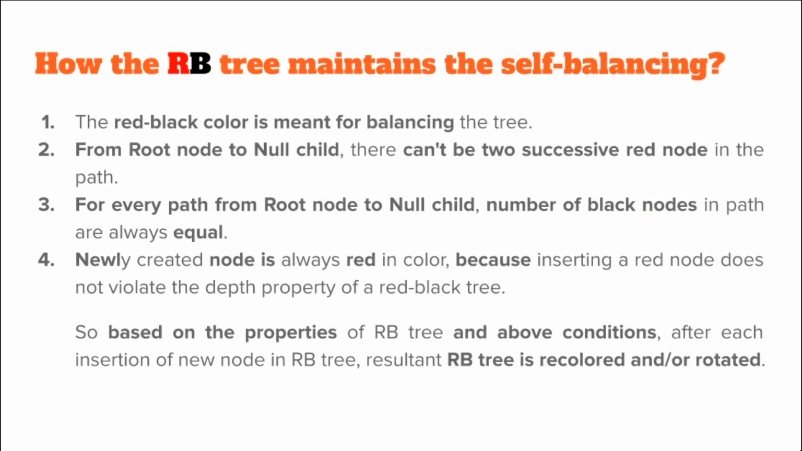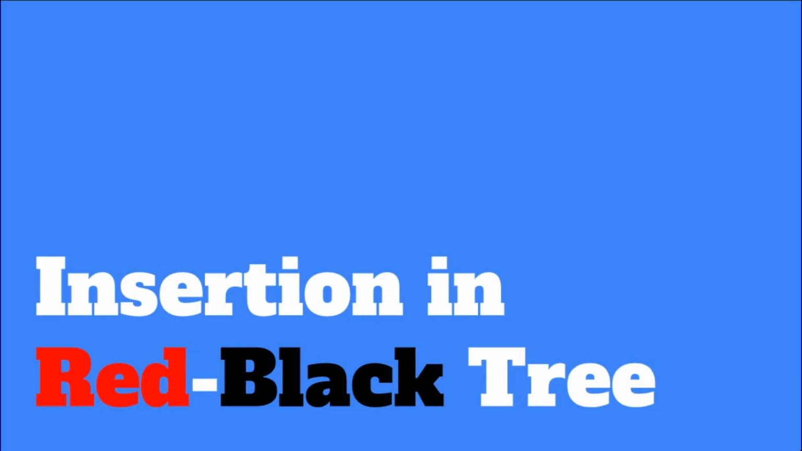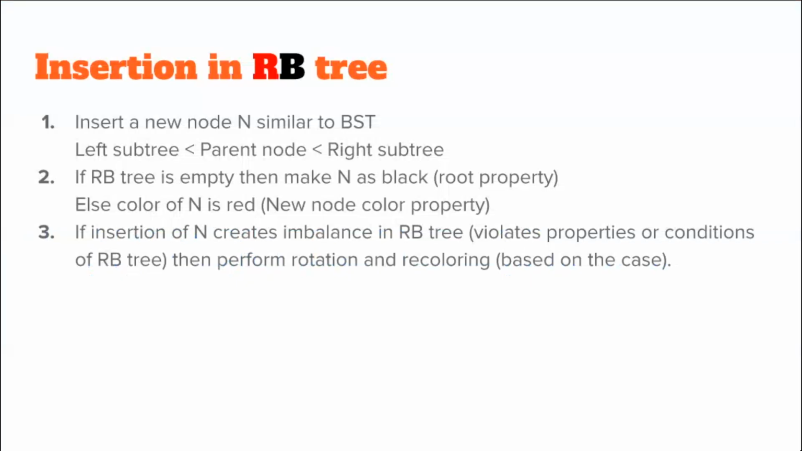So, how does the red-black tree maintain self-balancing? The red and the black color is meant for balancing the tree. Newly created node is always red in color because inserting a new node as red does not hamper the depth property of the red-black tree. So, based on the properties of the red-black tree and above conditions, after each insertion of a new node in red-black tree, the resultant tree is recolored or rotated only and only if it is hampering the properties of red-black tree. Let's see how to insert a new node in a red-black tree.